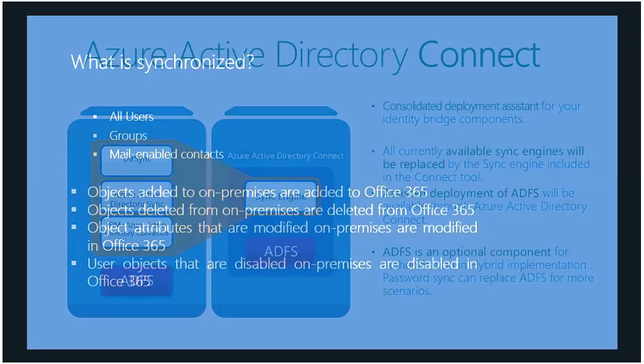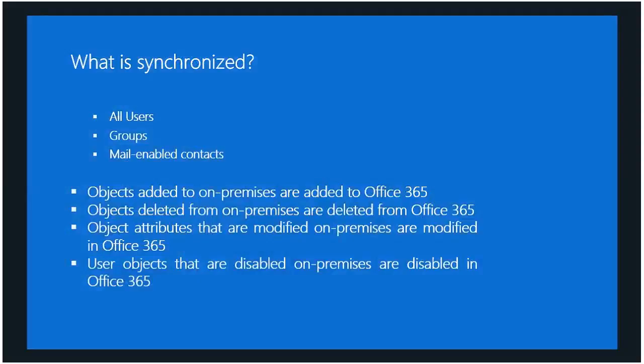Now, what is synchronized? This is also a very important topic, because normally what we synchronize are all users, groups, and mail-enabled contacts. What this means is that if you add an object on premises, whether it's a user, a group, or a mail-enabled contact, then this object will also be synchronized and created in Office 365, so in Azure Active Directory. When you delete an object from your on-premises infrastructure, then of course this identity would also be deleted from Office 365.